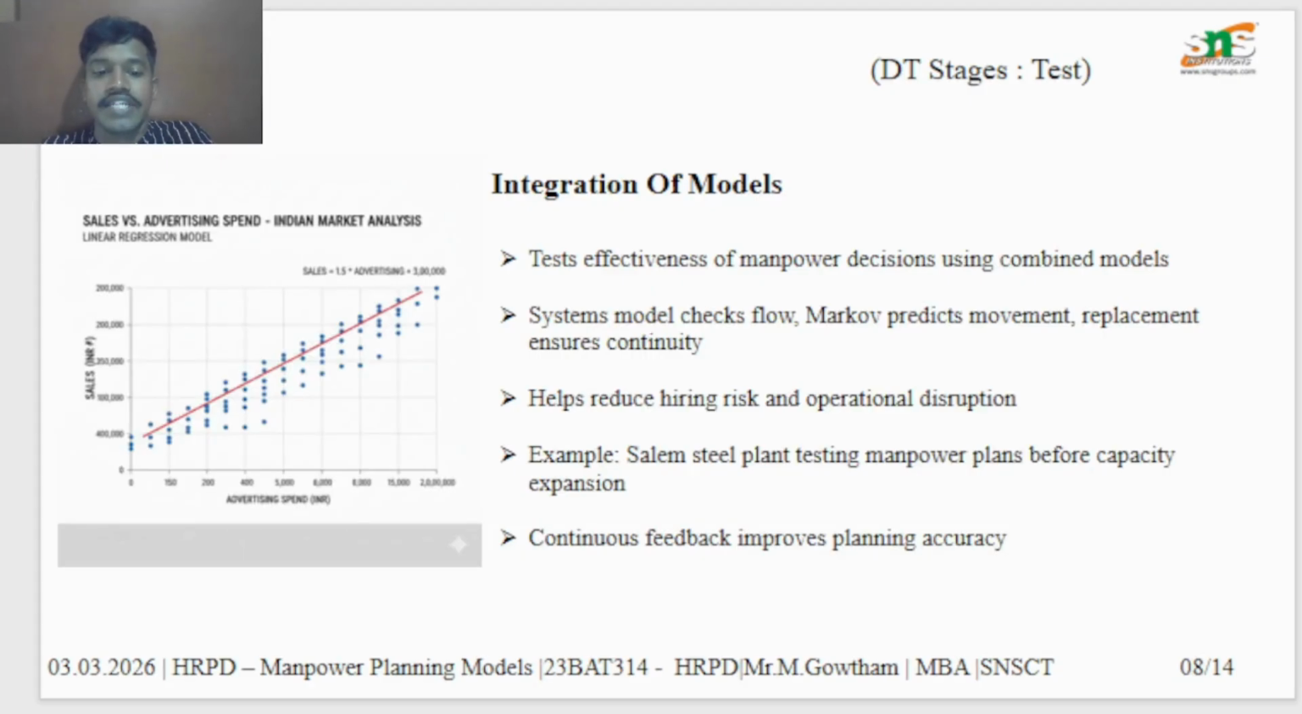Next, integration of models. Here the design thinking is not linear. Now we combine everything. Integration means using all these models together. The system model gives a big picture. The Markov analysis shows movement and replacement charts ensure continuity. When combined, HR gets a strong data-driven strategy. It reduces risk and improves decision making. Companies don't rely on just one model, so they blend them based on their needs. This integrated approach creates a flexible and future-ready workforce plan.